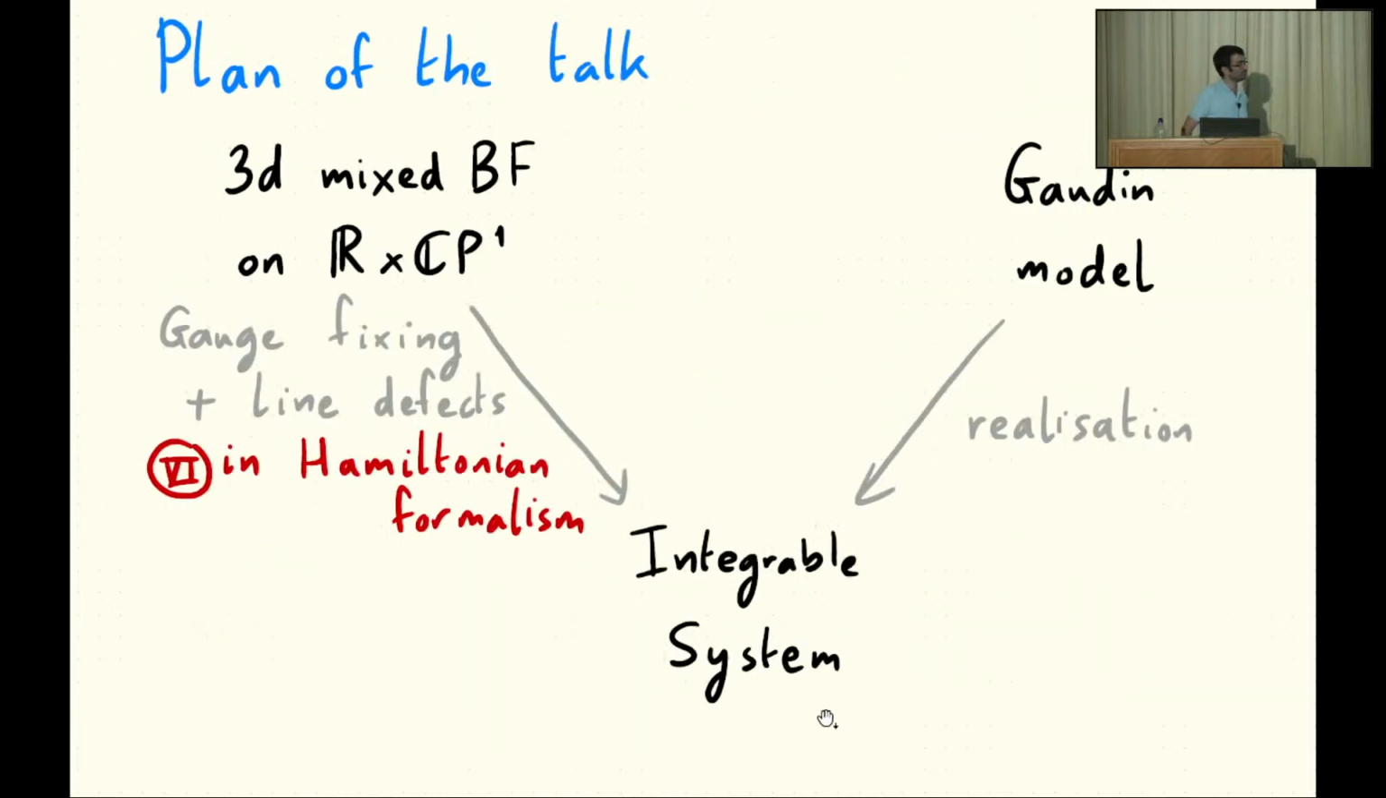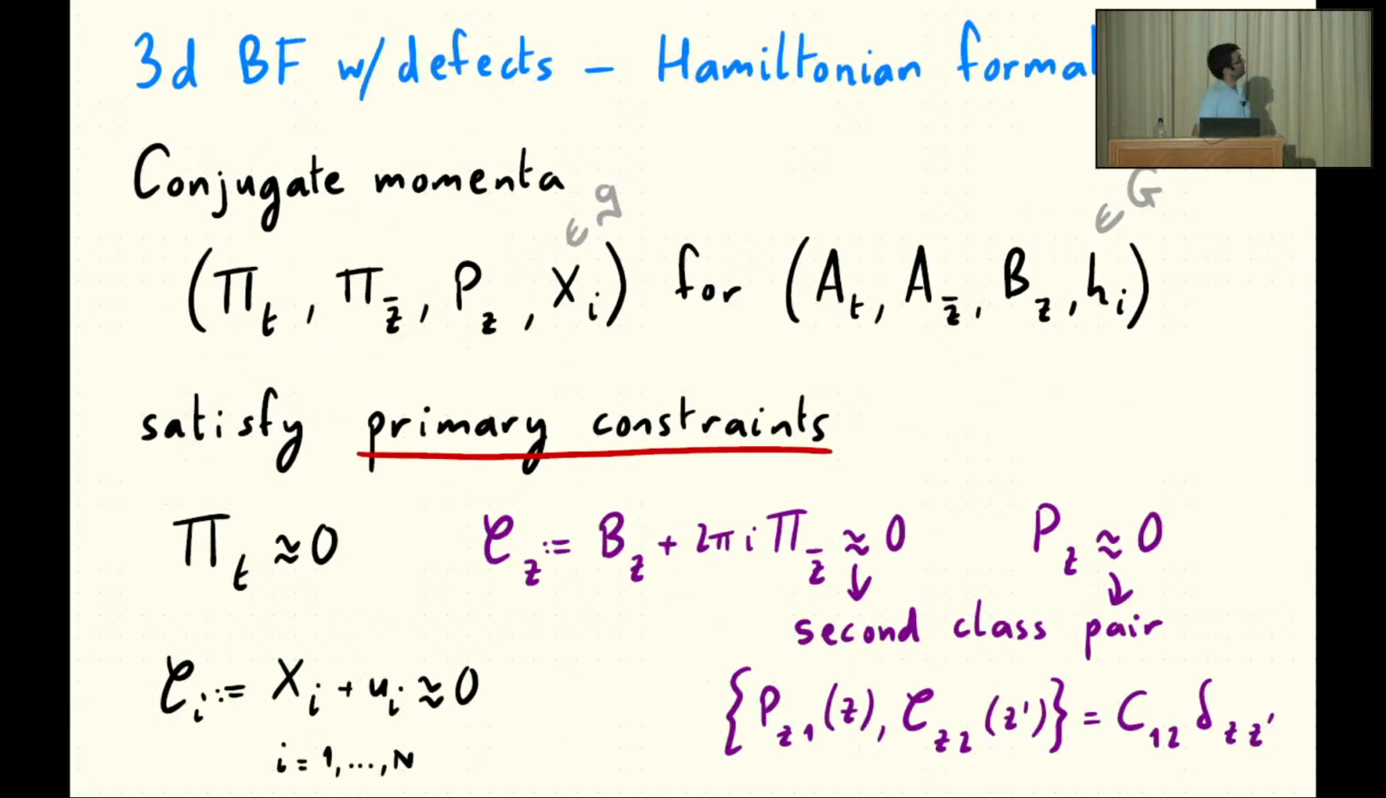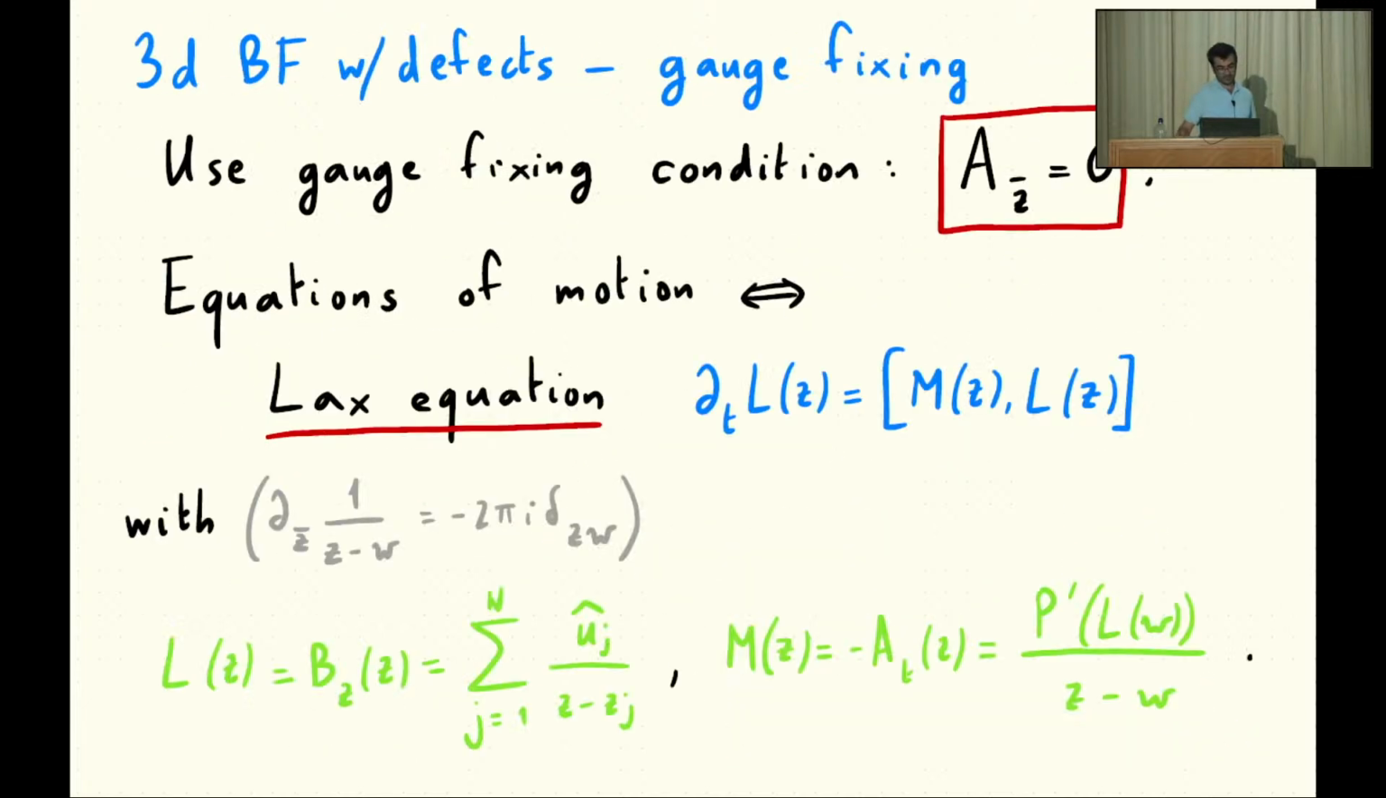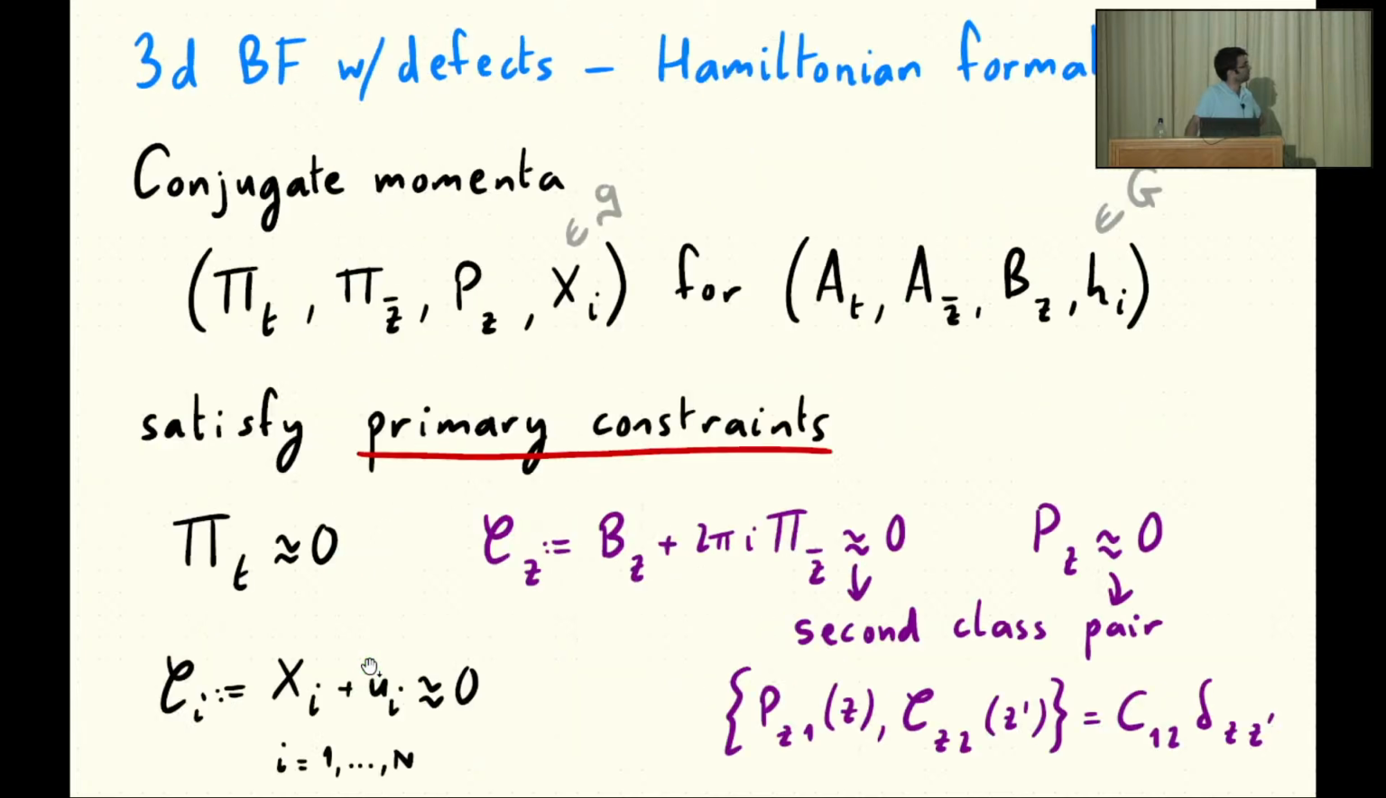Yeah. Okay. So now let me essentially go back to the start and just start from the action and perform the Hamiltonian analysis of this theory. And the hope is to show that B, which is the Lax matrix, satisfies the correct Poisson bracket, okay, the Lax algebra. So we introduce conjugate momenta for all the fields.